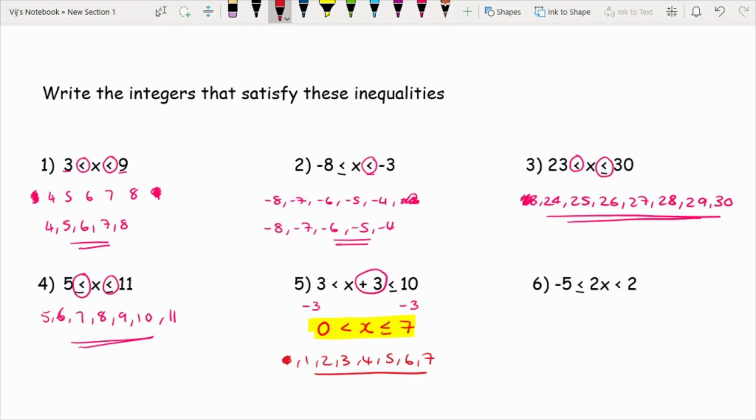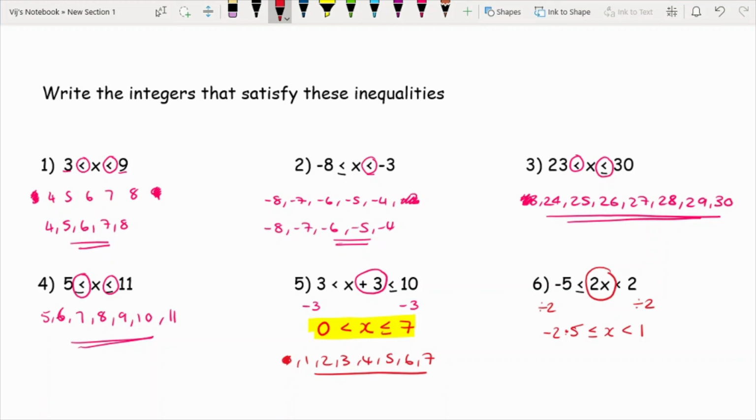Now when you move on to question 6, again I need to get x by itself, so what's on the same side as x? 2. What's the 2 doing? Timesing. So I've got to divide both numbers by 2. So from this I get minus 5 divided by 2 is minus 2.5. Now usually I would say leave your answer as fractions, but in this case, because we're dealing with numbers, we want to just try and work with decimals, a lot easier.